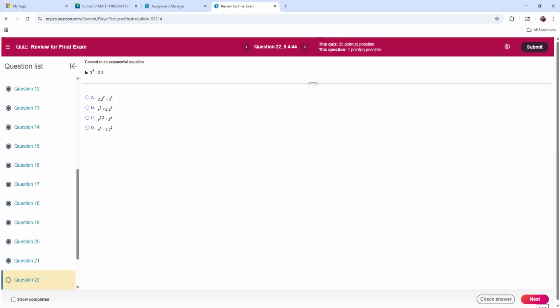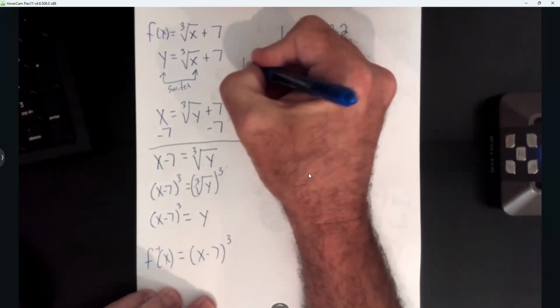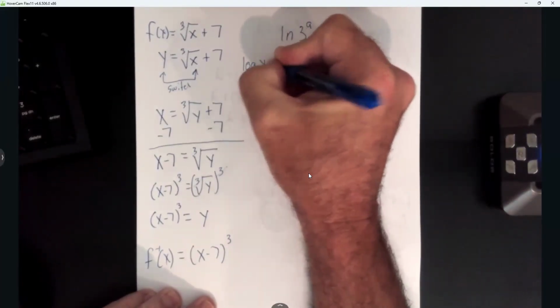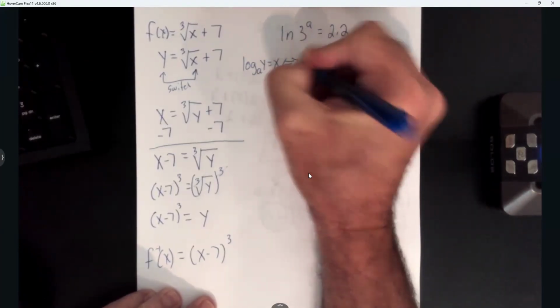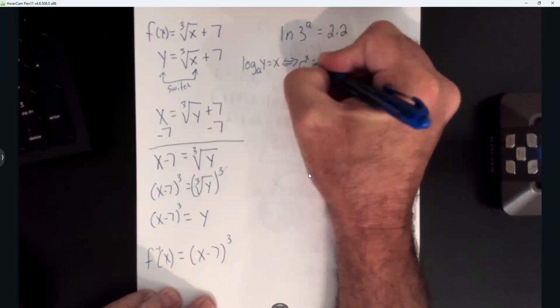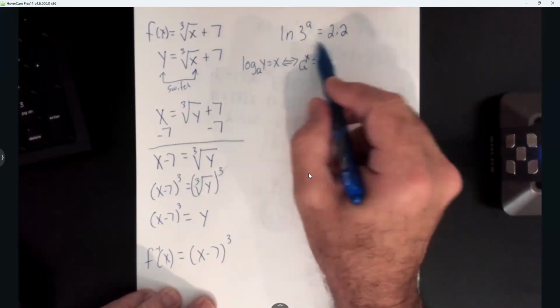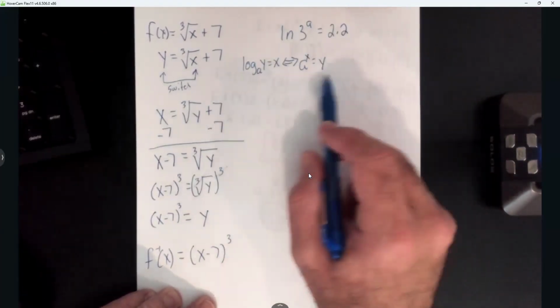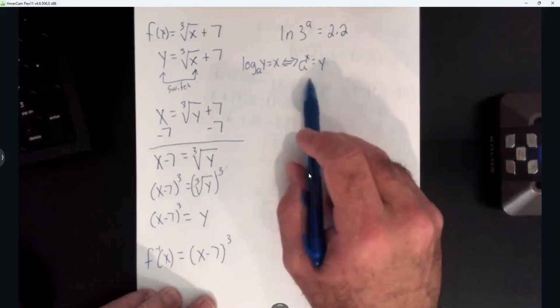All right, y'all, that is the LN of 3A equals 2.2. All right, change this to exponential. So remember, they're doing the stuff where I had the log base A of y equaled x if and only if a to the x equals y. They're giving me the logarithmic side. I got to convert it to the exponential.